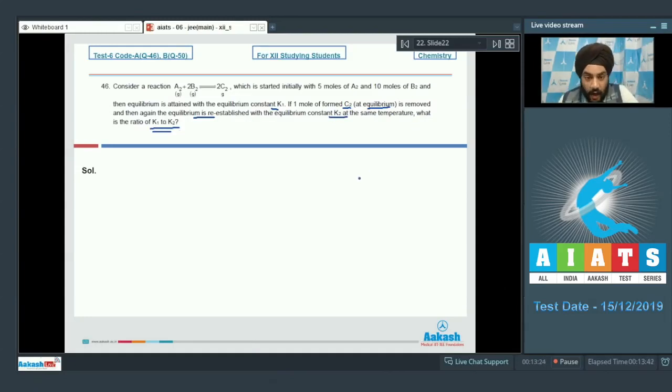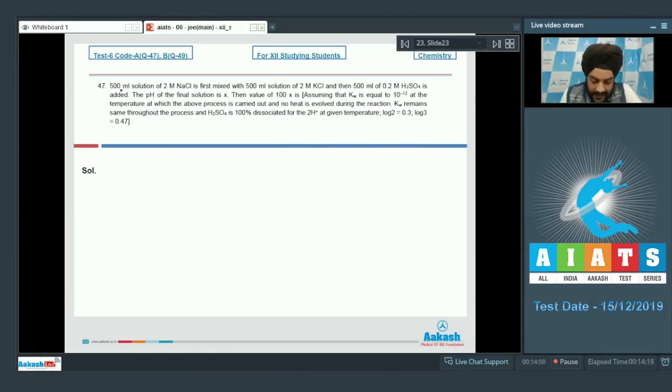So students, if we talk about the process which is given to us, only moles of C have been removed at the equilibrium, and the temperature is not changed. So as long as the temperature is not changed, the equilibrium constant will not be changed. So we have K1 equal to K2 and the ratio will be equal to 1. So students, the answer to question number 46 has to be marked as 0, 1. Okay, let us look at the next question now.